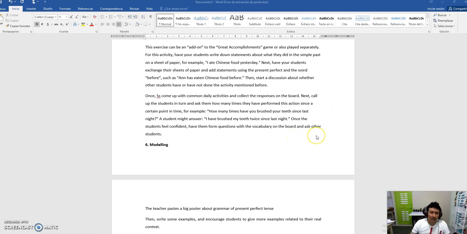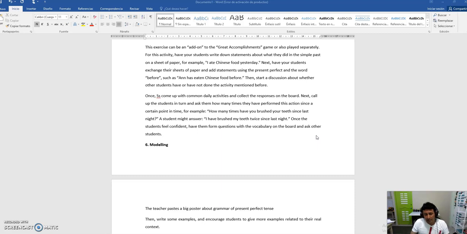Once students come up with common daily activities and I collect the responses on the board, next I will call up the students in turn and ask them how many times they have performed this action at a certain point in time. For example, how many times have you brushed your teeth since last night? And the students may respond, I have brushed my teeth twice since last night.